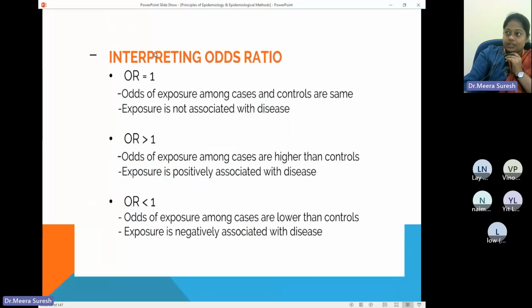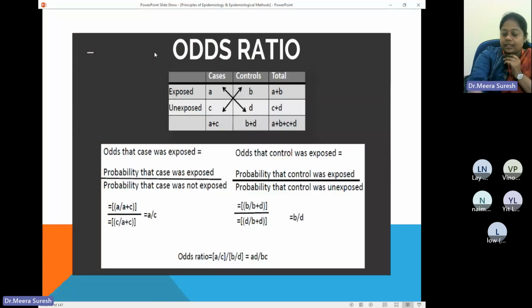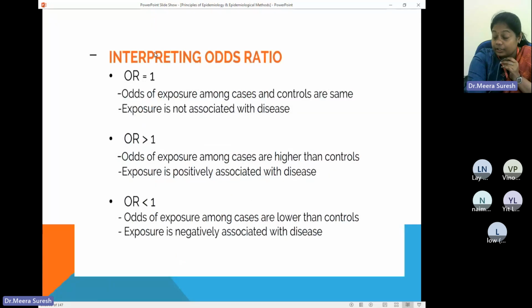What you need to know is this slide. Even if you don't remember how the 2 by 2 table is made, it doesn't matter. But at the end of the case control study, you get the odds ratio. And what you mean by that odds ratio, how you can interpret it, because odds ratio will be a number. It is a ratio, two values divided, like here we said AD by BC. When you do that, you are going to end up with a number. So what is the meaning of that number? That you need to know.